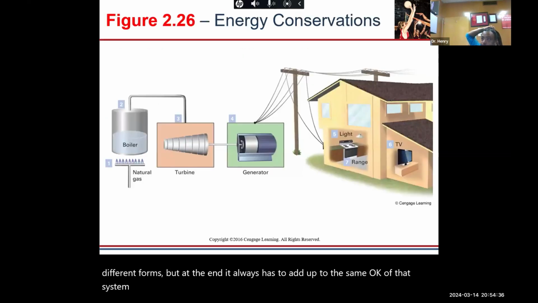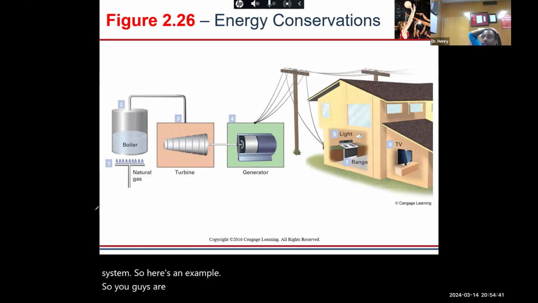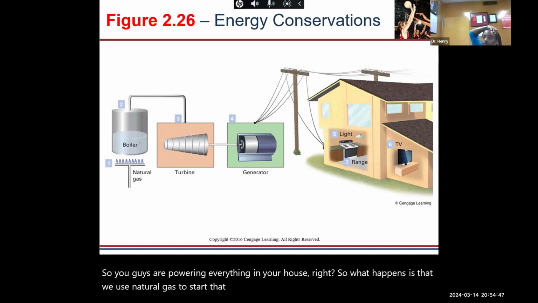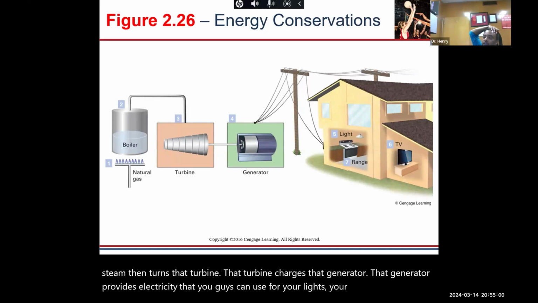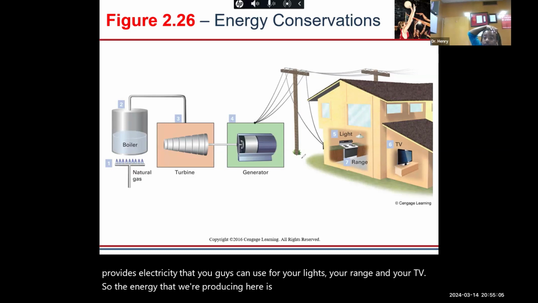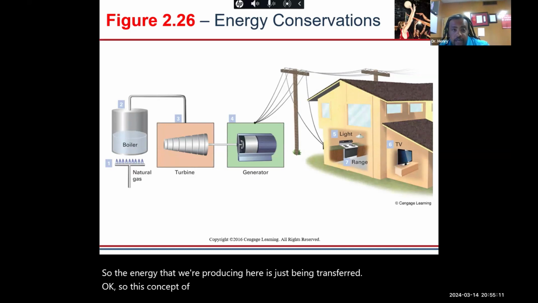So here's an example. You guys are powering everything in your house, right? We use natural gas to start that boiler. The boiler then makes steam. That steam then turns that turbine. The turbine charges that generator. That generator provides electricity that you guys can use for your lights, your range, and your TV. So the energy that we're producing here is just being transferred. So this concept of conservation of energy and matter, that's what chemistry is about. So welcome to chemistry, guys.